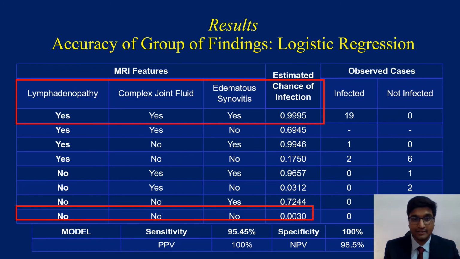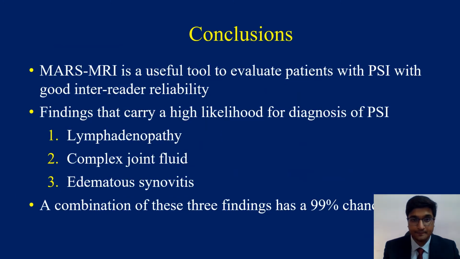When these three findings are considered together, lymphadenopathy, complex joint effusion, and edematous synovitis indicate that there is a chance of infection of over 99%. If all these three findings are absent, then one could say that there's almost nil chance of diagnosing PSI on MARS MRI.